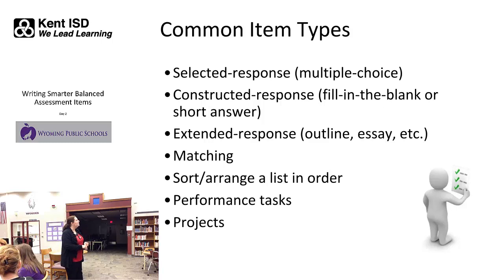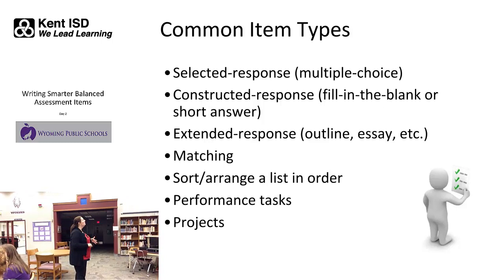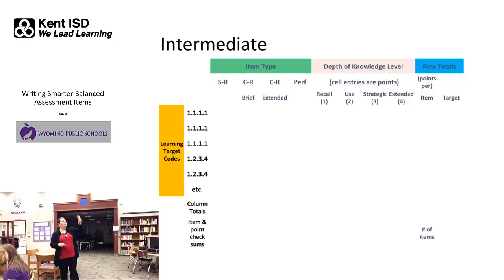We have constructed response, which Allison is going to fill you in more on this evening. Extended response, matching, arranging a list in order, performance task projects. There's all different types of ways to assess. And we need to take a look at that as well and consider how we are assessing students when we write our tests. And so we have the intermediate blueprint.